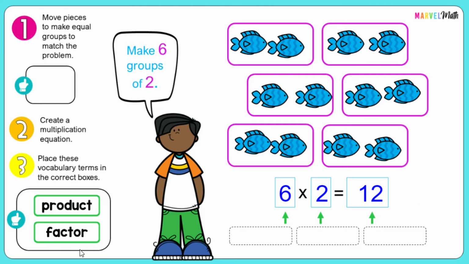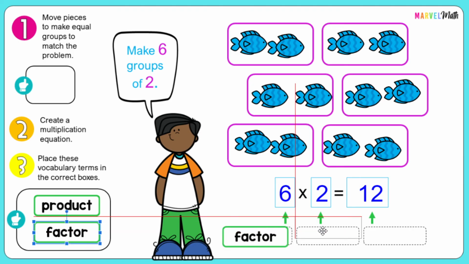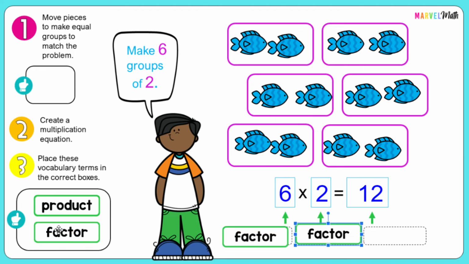Now I'm going to put these words down here to label the parts of the problem. The 2 numbers that we're multiplying are called the factors. So we'll move those over. And then our answer to a multiplication problem is the product. And you don't need to worry about them being perfectly lined up.